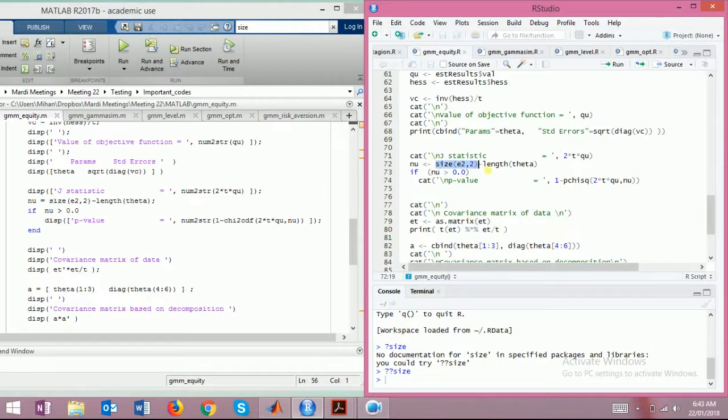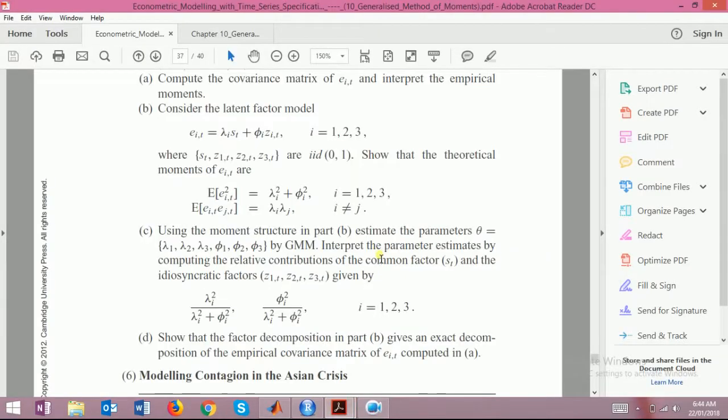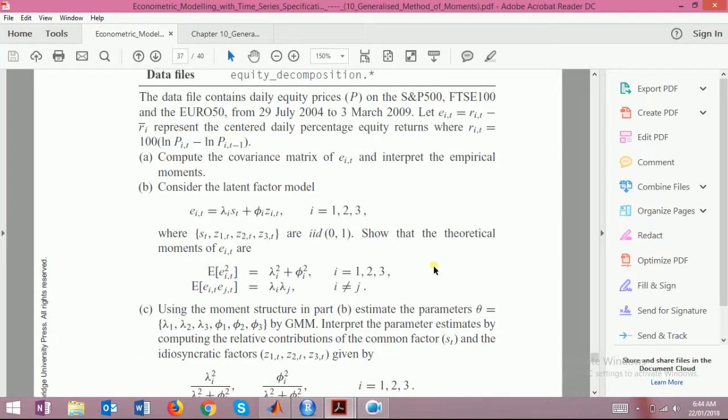So the size of E22 is the number of columns you have, nu is the number of columns you have. I think it's the degrees of freedom here: the number of columns in residual minus the length of the parameters. If that is greater than 0, if there are more parameters in residual than the total number of parameters, then we check for the chi-square, we check the statistics value. The statistic is simply 2tq, or 2qt, or 2tq. Okay, fine, that's fine with me. Simply that is what is mentioned in the question, 2tq.